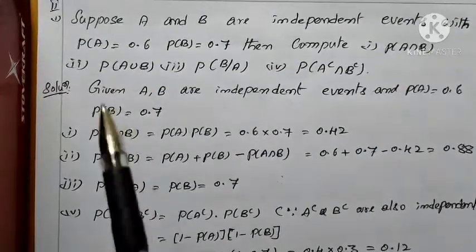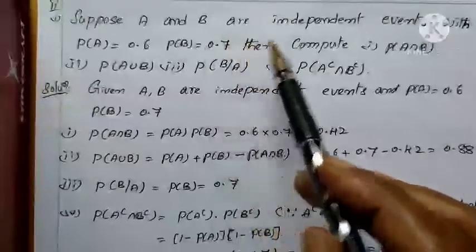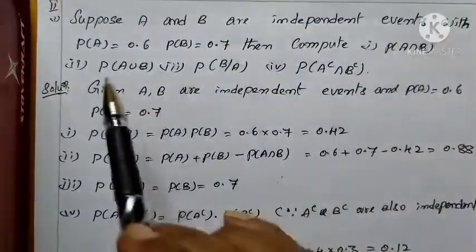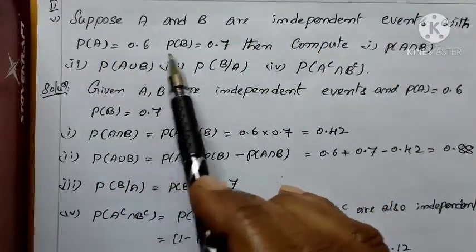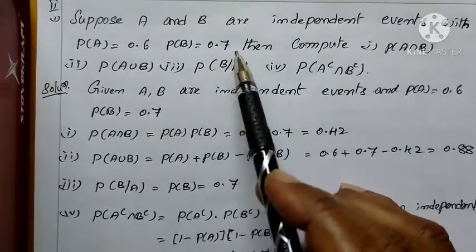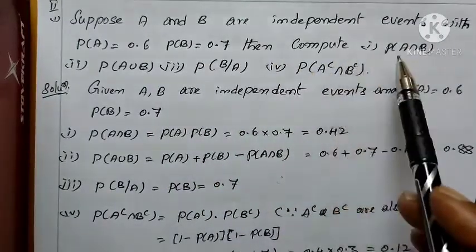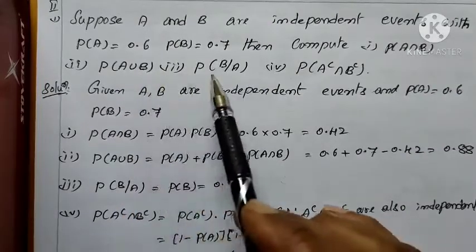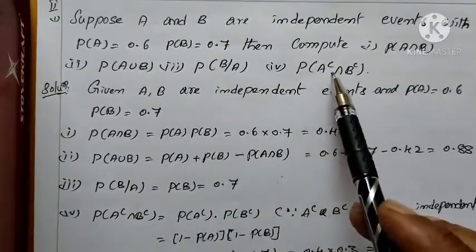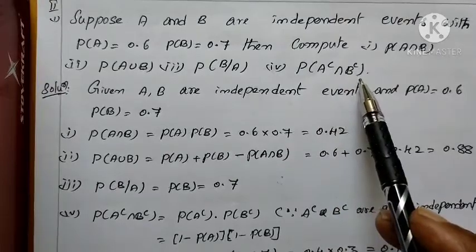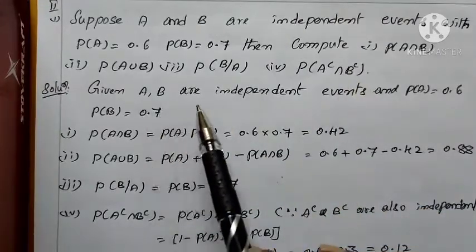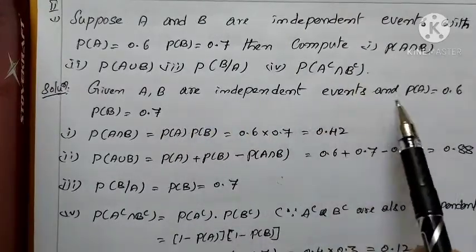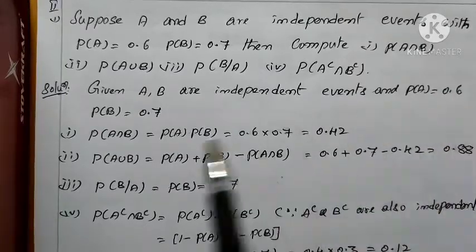The first one is, suppose A and B are independent events with P(A) = 0.6, P(B) = 0.7. Then compute P(A ∩ B), P(A ∪ B), P(B|A), P(A' ∩ B'). Given A and B are independent events and P(A) = 0.6, P(B) = 0.7.